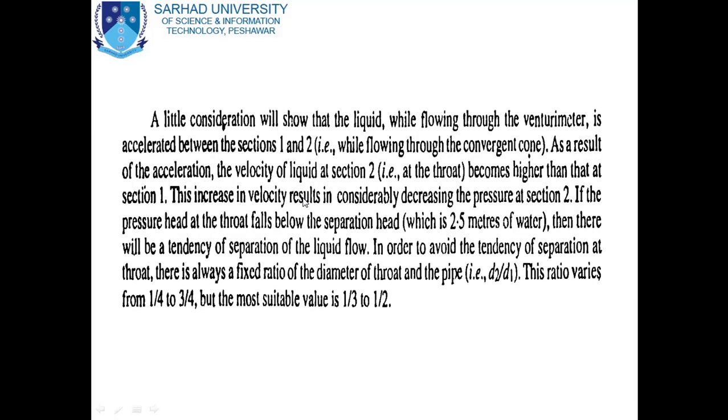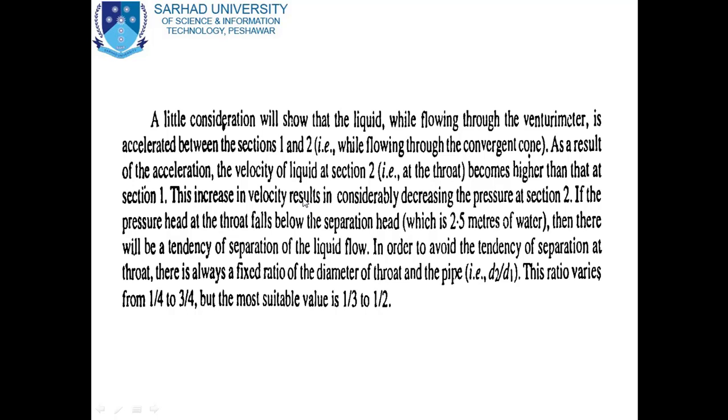A little consideration will show that while flowing through the Venturimeter, the liquid is accelerated between section 1 and 2, while flowing through the convergent cone. As a result of the acceleration, the velocity of the liquid at section 2, that is at the throat, becomes higher than that at section 1, and this increase in velocity results in considerably decreasing the pressure at section 2.